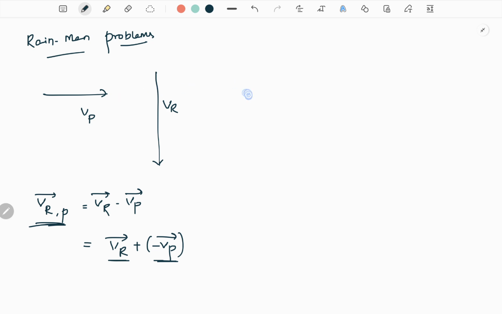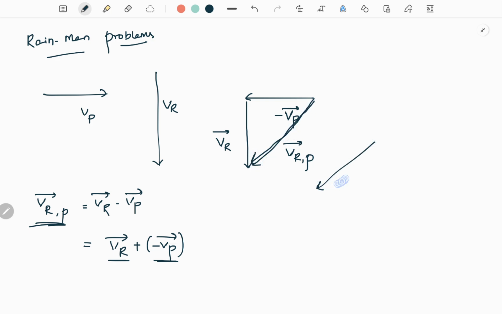So if Vp is in the right direction, minus Vp would be in the left direction. And the velocity of rain is in the downward direction. Since I am doing the vector sum of two vectors, I have to draw them in order, and the vector drawn in the opposite order is nothing but Vrp. So for this person, the droplets seem to be falling in this particular direction. At what angle with the vertical? This is theta.